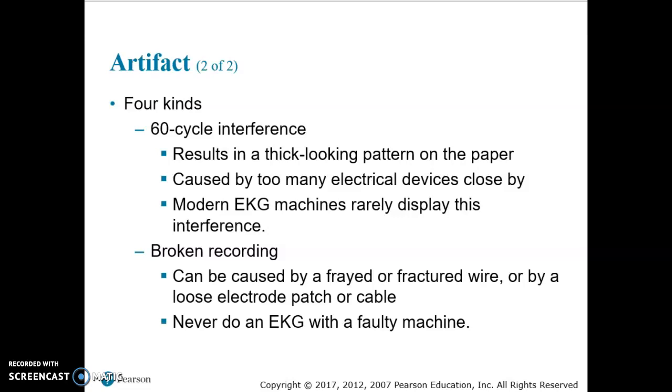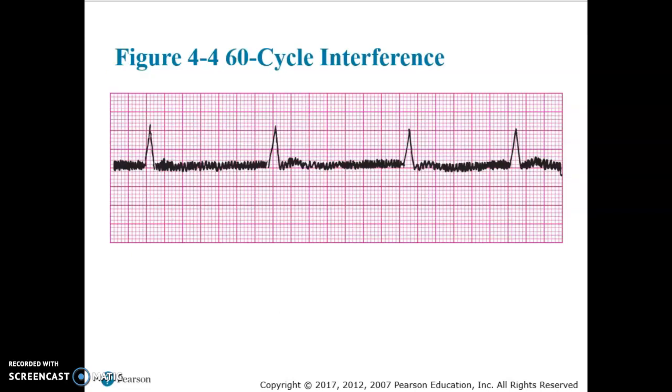Now we're going to talk about 60 cycle interference. I'm going to flip over to this slide. 60 cycle interference is a thick looking pattern on paper, and it's caused by too many electrical devices close by. So we may want to unplug some machines in the room. If we've got several cell phones plugged up, whatever we have plugged up, we want to make sure that those are unplugged. Now, you do not want to unplug any critical equipment. If the patient is on the ventilator, naturally we don't want to unplug the ventilator, but anything that could be causing the 60 cycle interference. It's a thick looking pattern, and it's caused by electrical devices.